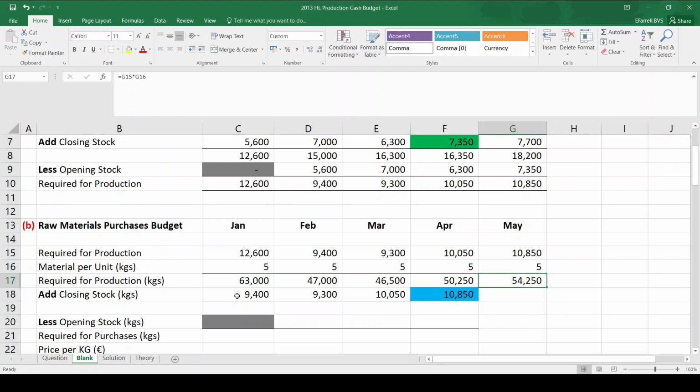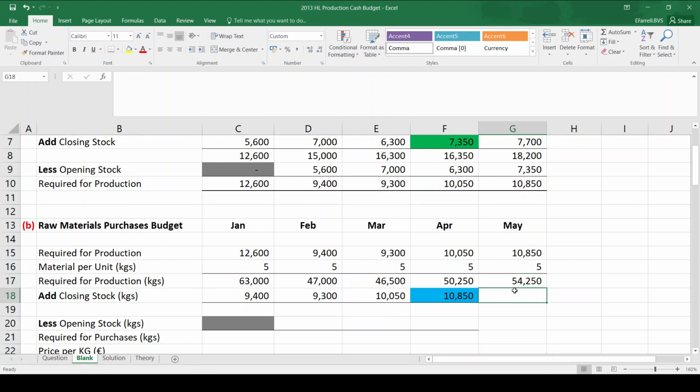And that's why we needed to work down this far for May, because I needed to get 20% of that figure. And now we've worked on that far, you can forget about May. So just a double line underneath that, we can forget about May. So again here, the required for production, I'm adding closing stock, so just simply adding those down.